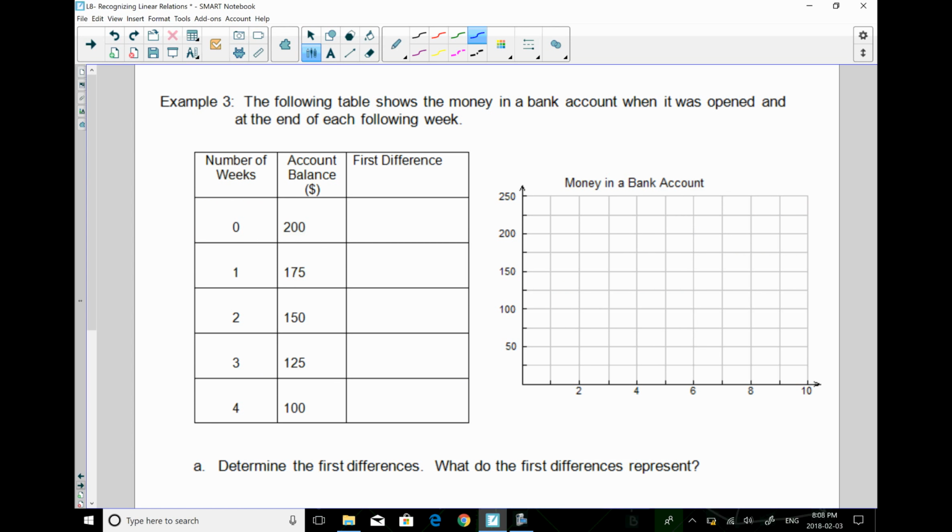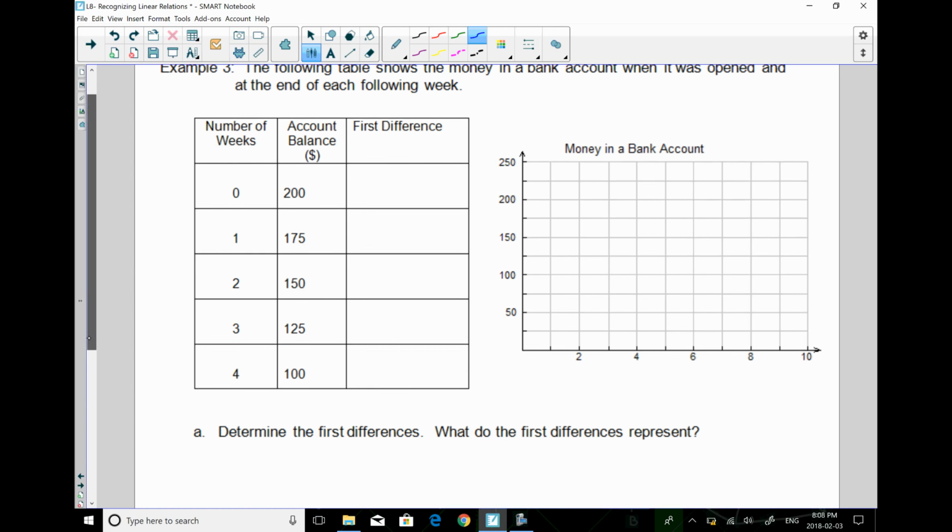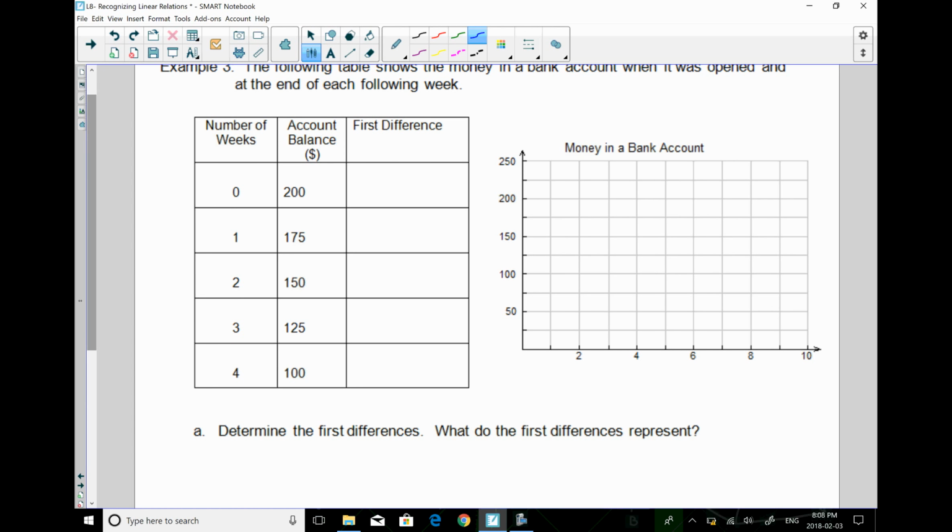Example 3. The following table shows the money in the bank account when it was opened and at the end of each of the following weeks. So the number of weeks, the account balance, okay. And there's a graph for us. So let's see what the instructions tell us to do. Determine the first differences. What do they represent? So let's see.